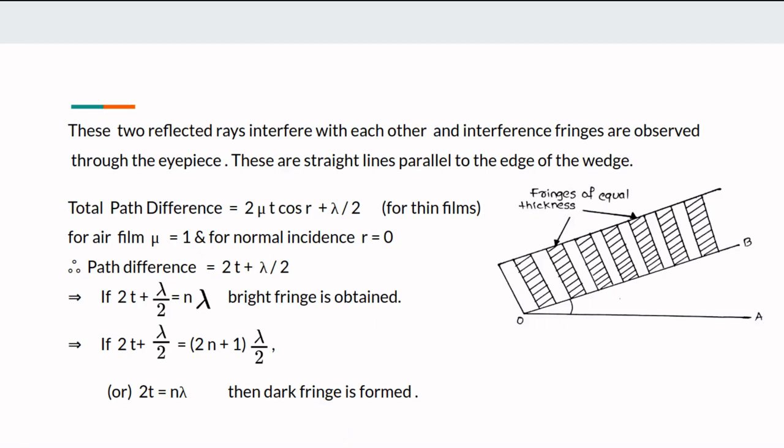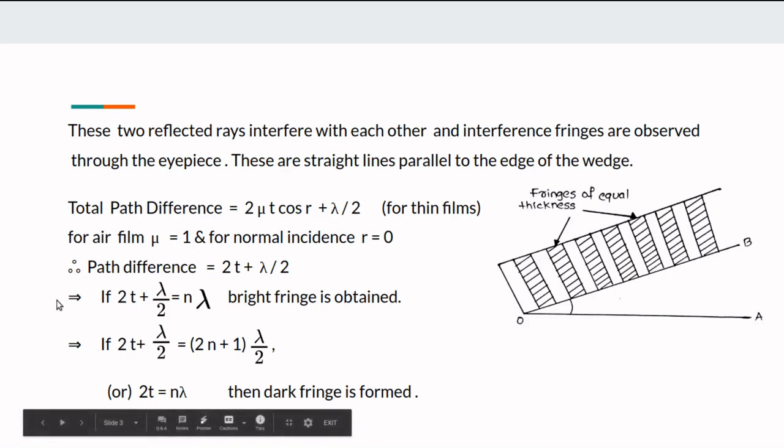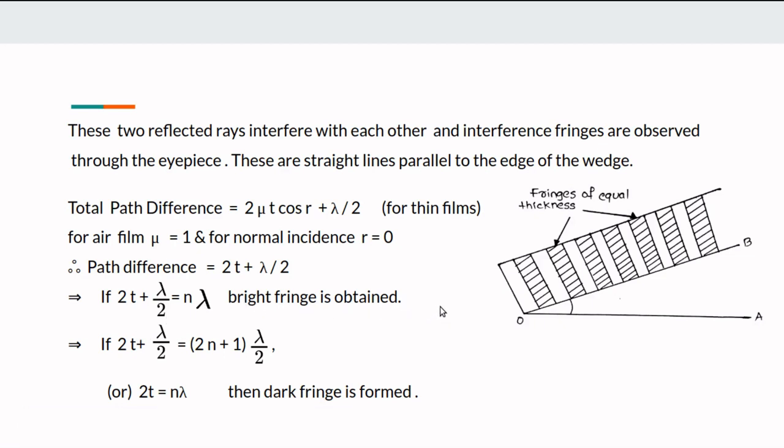According to the condition for bright and dark fringes, we know that if the path difference is equal to integral multiples of lambda, we get a bright fringe. If the path difference is equal to odd multiples of lambda by 2, we get a dark fringe. From this, we can derive that when the path difference 2t plus lambda by 2 is equal to n lambda, we get a bright fringe, where n is equal to 1, 2, 3 and so on.